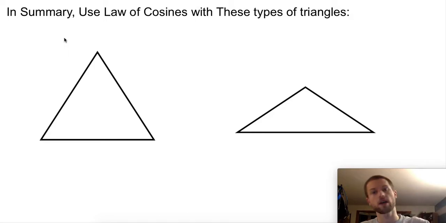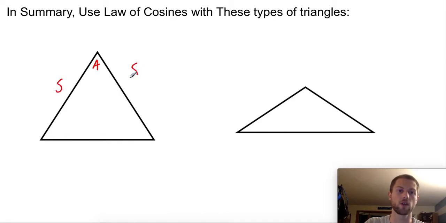In summary, in general, you want to use the law of cosines in specific circumstances. Law of sines is good in certain circumstances. Law of cosines is good in certain circumstances. You'd want to use the law of cosines when you have one of two cases. If you know a side, an angle, and a side and you want to find another side, or if you want to find other angles for that matter. And then the other situation is if you know all of the sides but you want to find an angle. Law of cosines is the only way you're going to be able to figure this out.